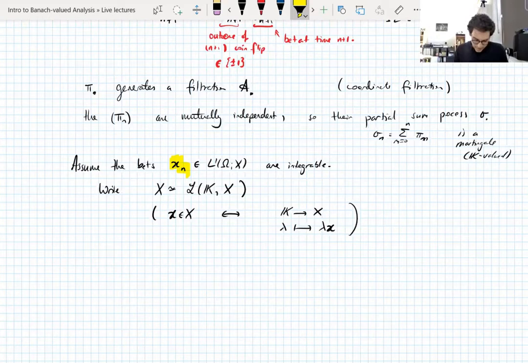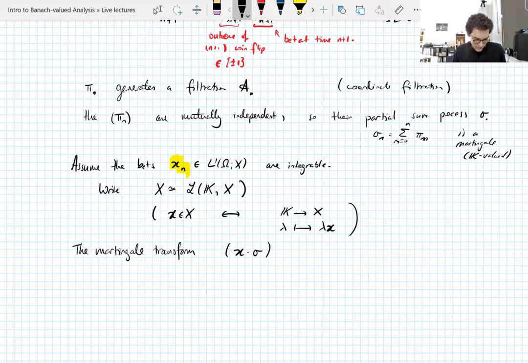So having done that, the martingale transform of sigma by x is defined. Sigma is a scalar valued martingale. x is a sequence of vectors identified as operators from the scalars to X, and sigma is scalar valued. So we can apply these operators to the martingale. It's defined and it's X valued.